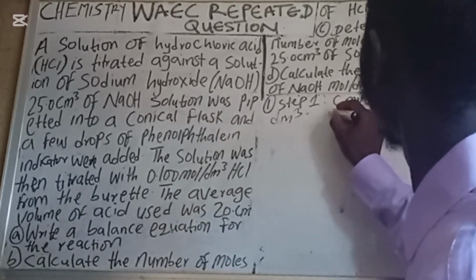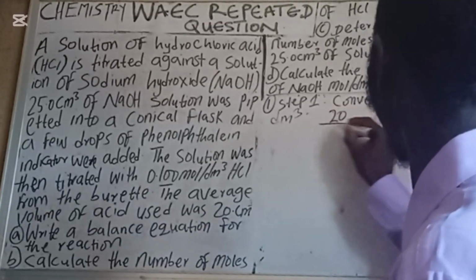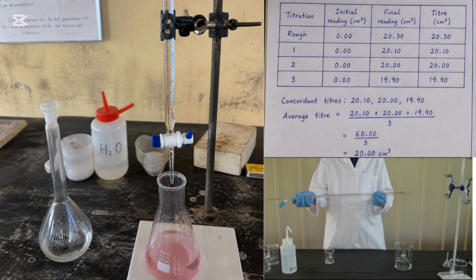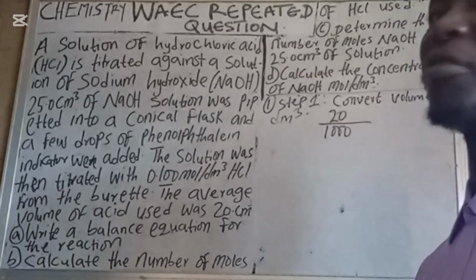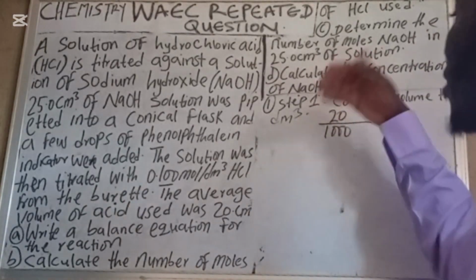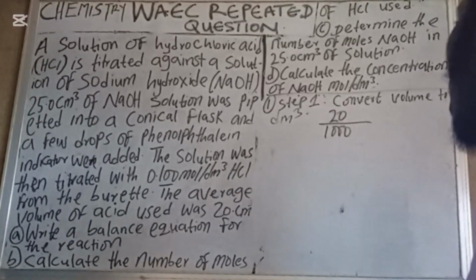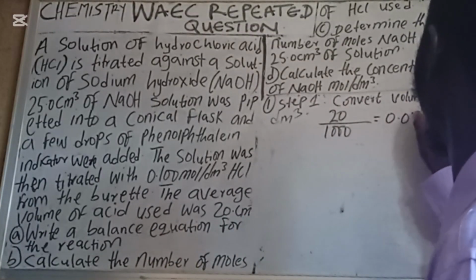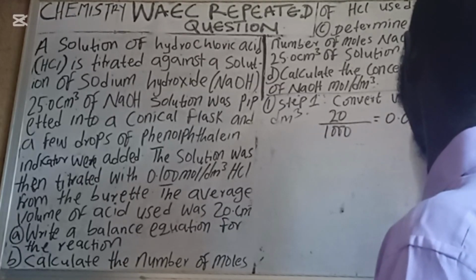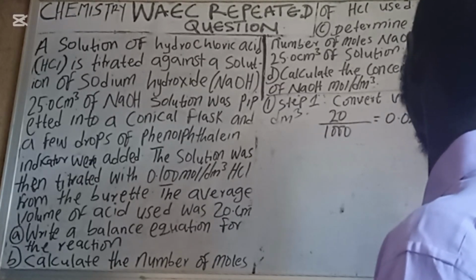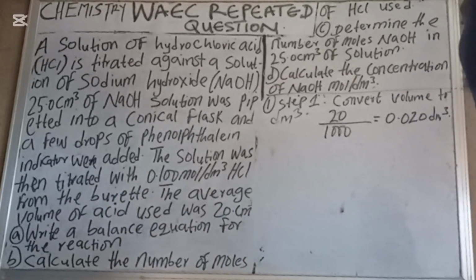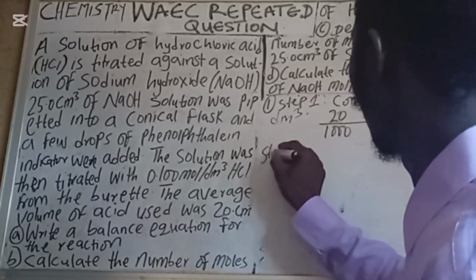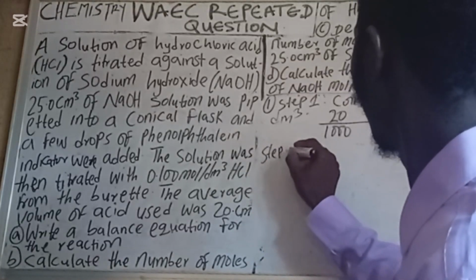So we have 20 divided by 1000. 20 cm³ is the average titre volume of hydrogen chloride gotten from the titration. If you are converting cm³ to dm³, it means you are dividing the value in cm³ by 1000. So if you press your calculator, when you divide this, you will have 0.0200 dm³. The next thing to do is step 2.